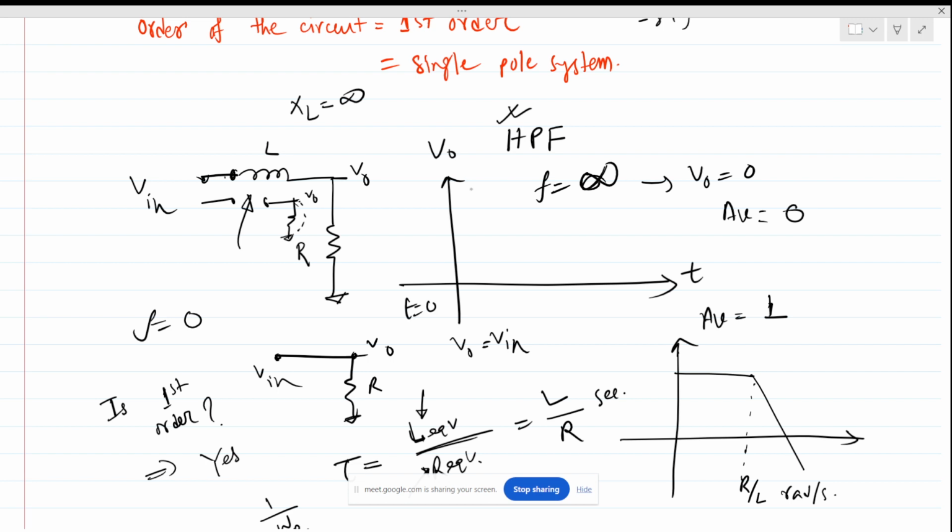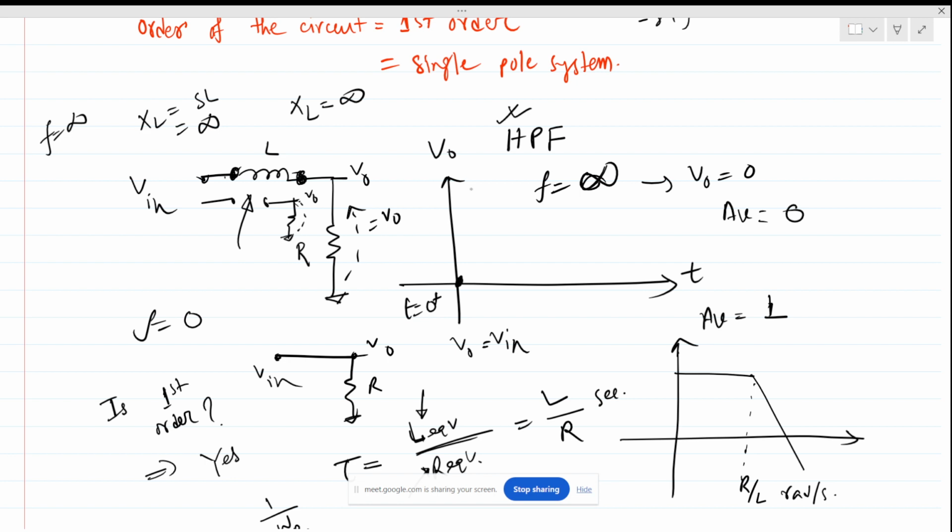At t equals 0 plus, what will be the case? This is a short circuit, right? Because the XL is 0. Sorry, at t equals 0 the frequency is infinite, so the impedance is infinite, and this becomes open circuited. So the output voltage is 0.